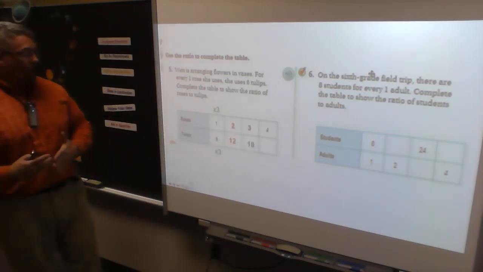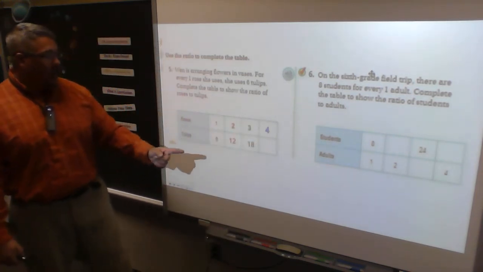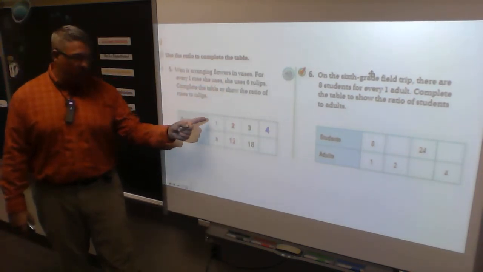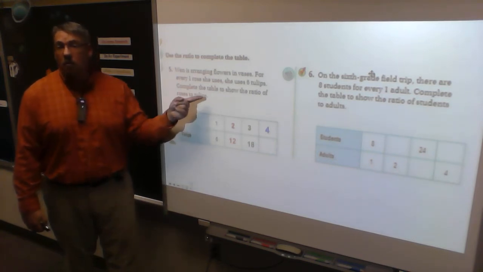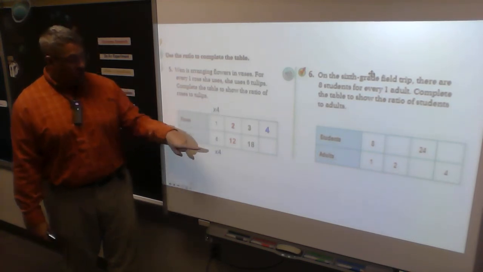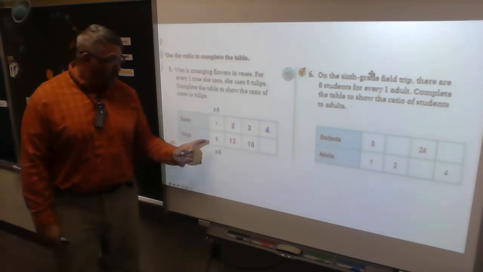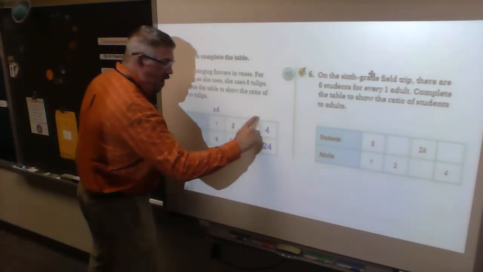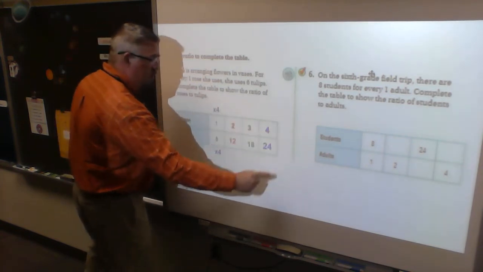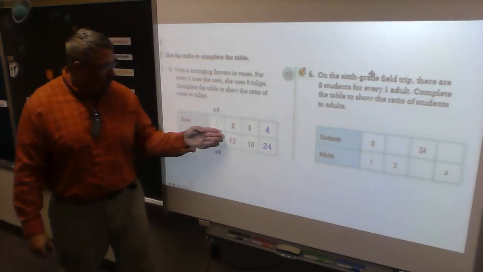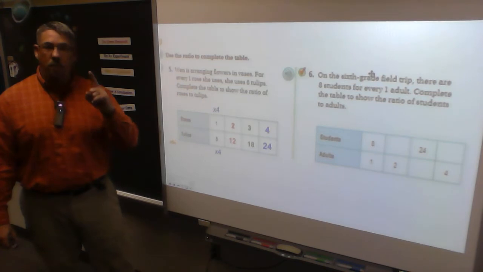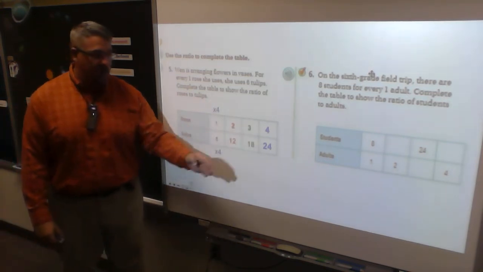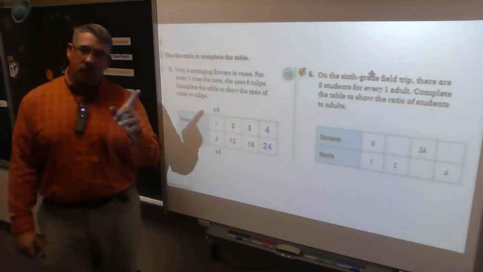All right. My last one I have is a 4. And in order to get that 4, going back to my original ratio, I take my 1 and multiply it by 4, which means I'm going to multiply the bottom by 4. And 4 times 6 gives me 24. So I filled out this entire ratio chart showing my table by every row that I increase by 1, I'm increasing by 6s.